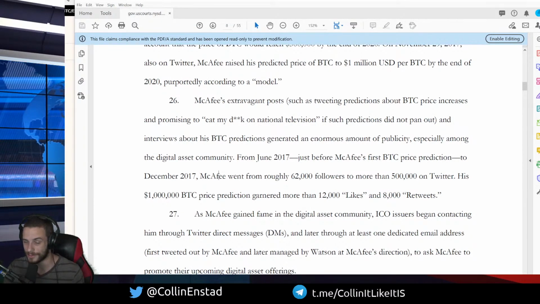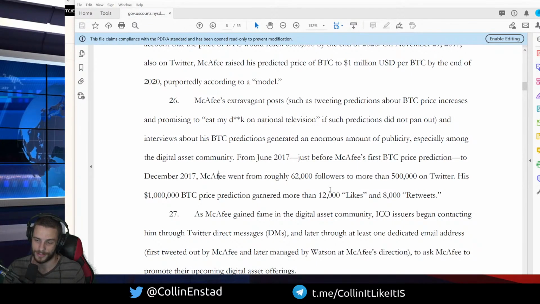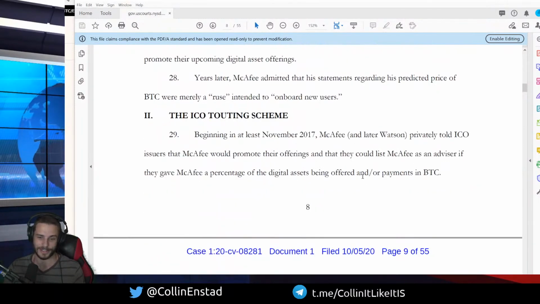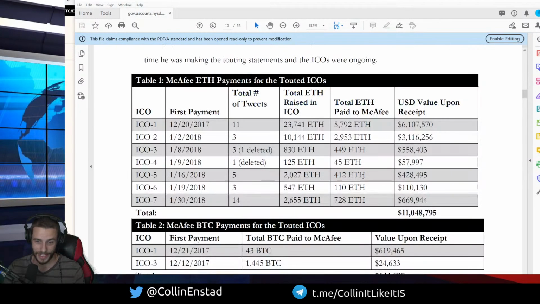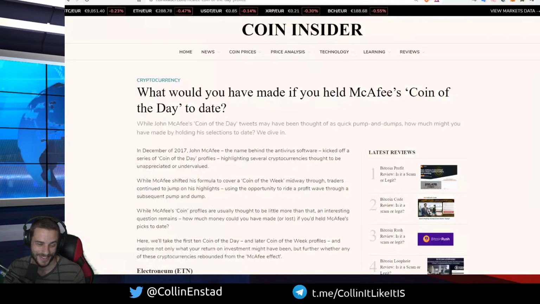I mean, he obviously comes from a cybersecurity background, and crypto kind of fits right into that. But Jesus Christ, right? And so the ICO touting scheme. I did track down all these ICOs, which ones they are, so let's go through them because they're just so ridiculous.